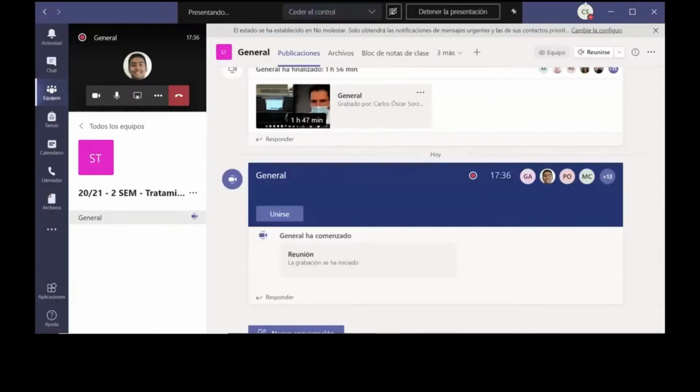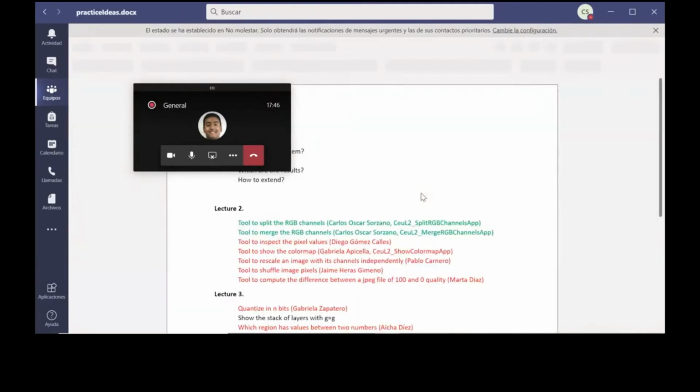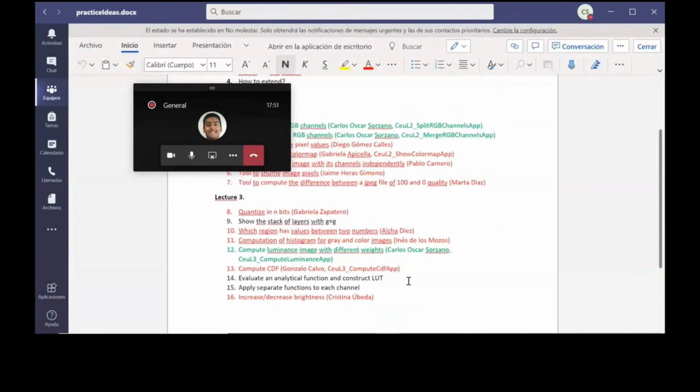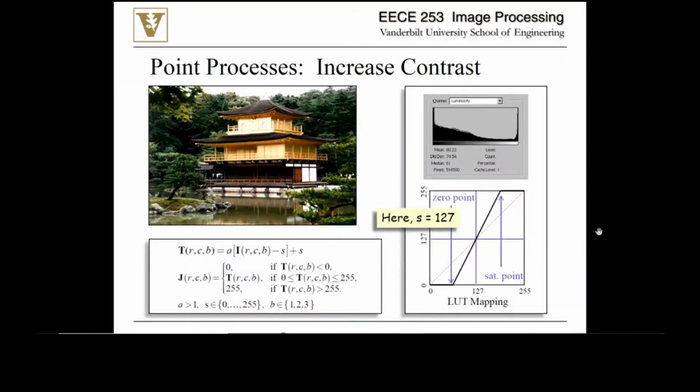We go to, where is it? Archivos. Archivos, pero no. Aquí. So I think in decreased contrast, we don't have it. So we have brightness, but we don't have contrast. Is decreased. Okay, good. So here we are.